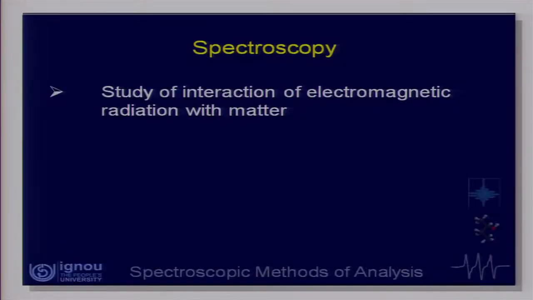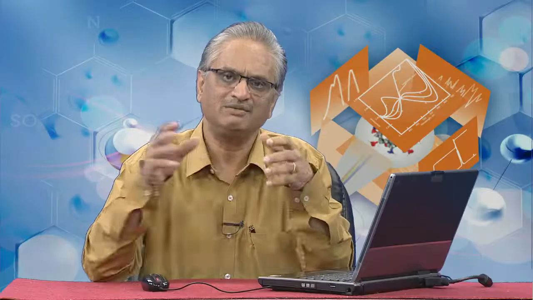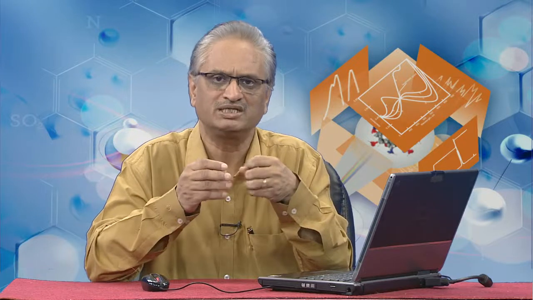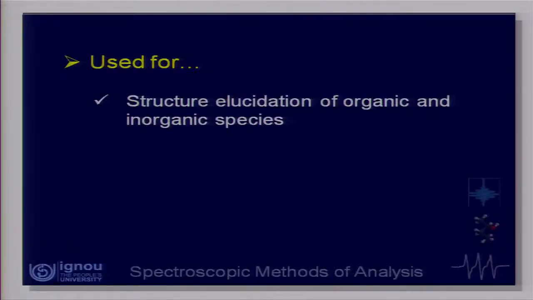Spectroscopy basically refers to the study of interaction of radiation and matter. Essentially, we have radiation of different kinds, and we have matter of different kinds. The two interact. When the two interact, the interaction can be in terms of absorption of radiation, emission of radiation or scattering of radiation. The outcome of those interactions is used to decipher or elucidate the structure of organic and inorganic species. That is one of the very important applications of spectroscopy.